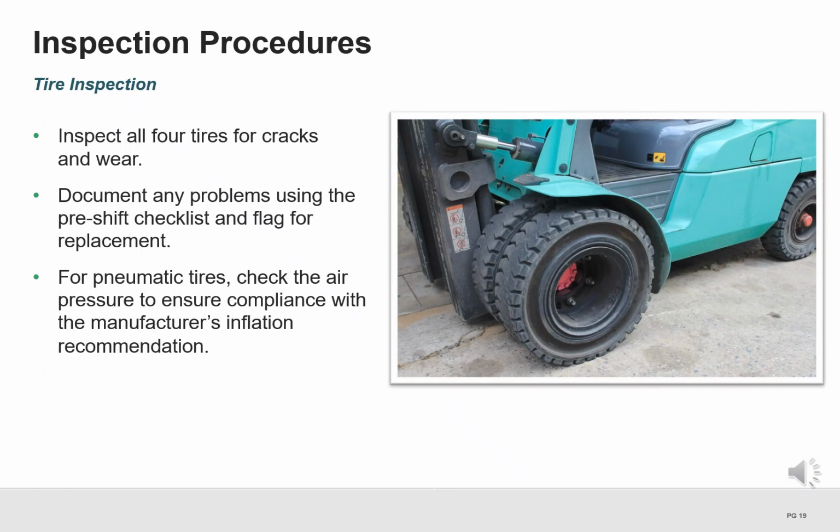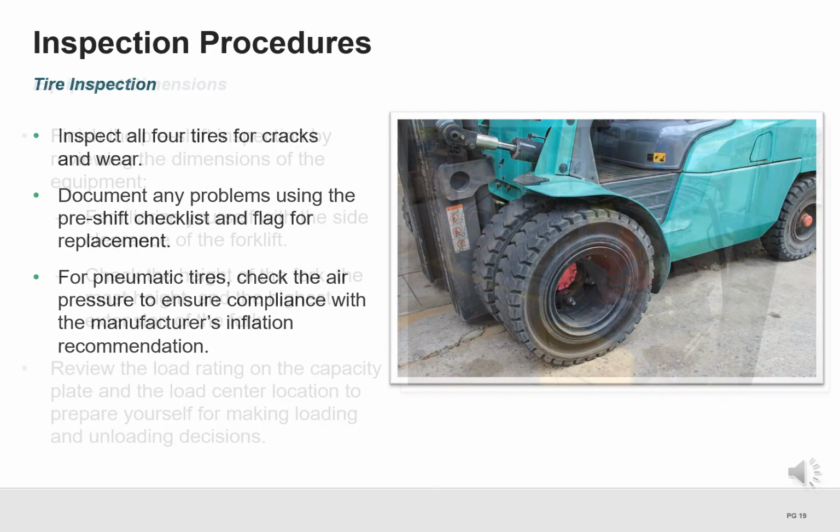Inspect all four tires for cracks, damage, and wear. Document any issues on your inspection checklist and report them for replacement. If the forklift has pneumatic tires, check the air pressure to ensure it meets the manufacturer's specifications. If tire conditions are unsafe, remove the forklift from service.